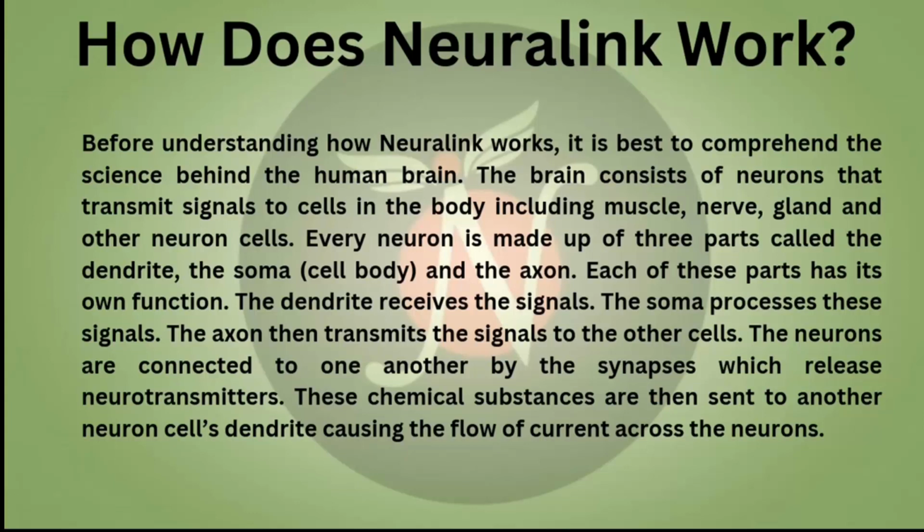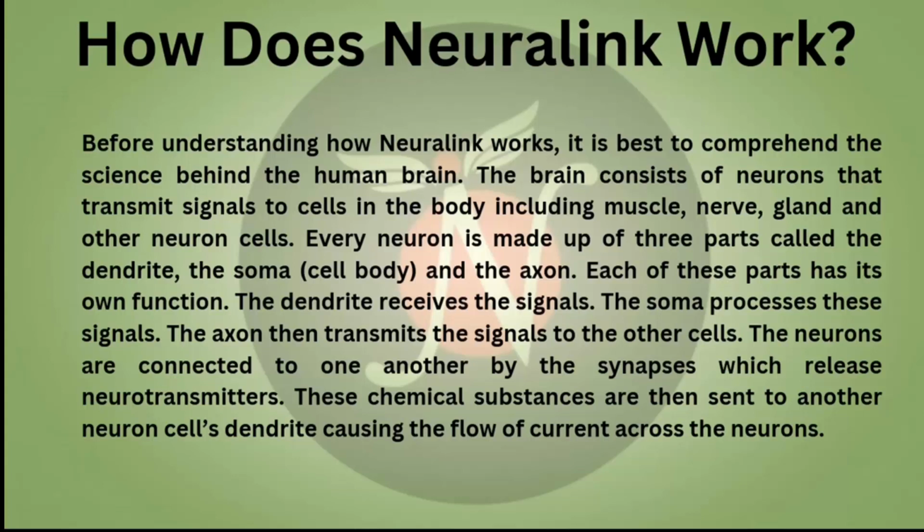Before understanding how Neuralink works, it is best to comprehend the science behind the human brain. The brain consists of neurons that transmit signals to cells in the body, including muscle, nerve, gland and other neuron cells. Every neuron is made up of three parts called the dendrite, the soma or the cell body, and the axon. Each of these parts has its own function: the dendrites receive the signal, the soma processes these signals, and the axons then transmit the signal to the other cell.